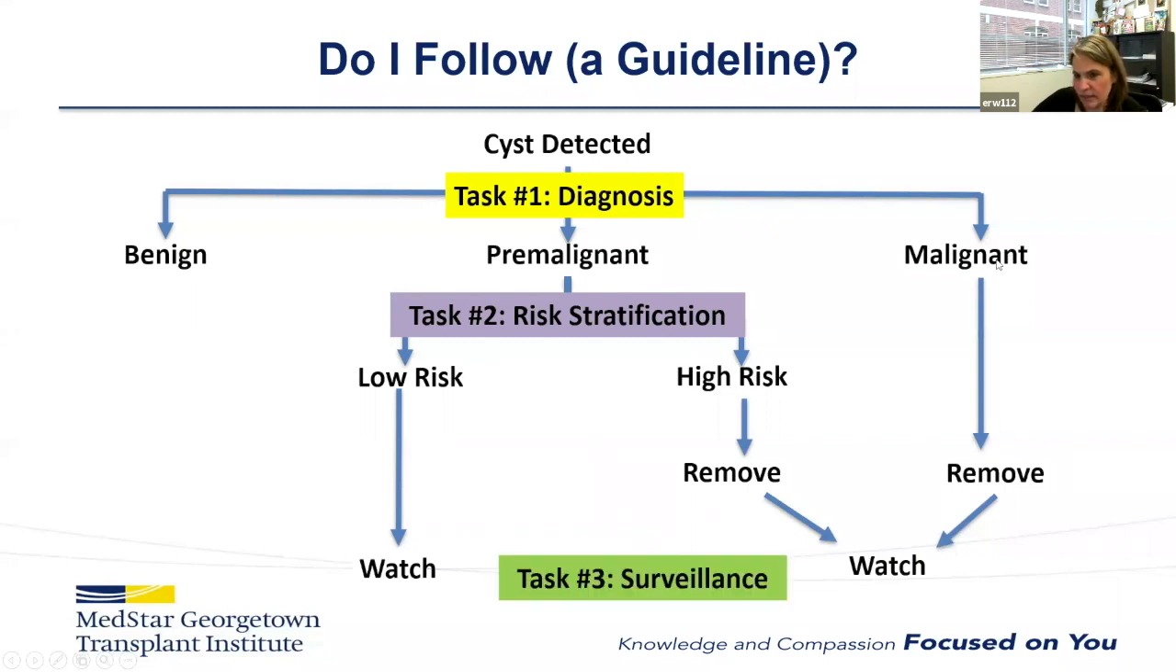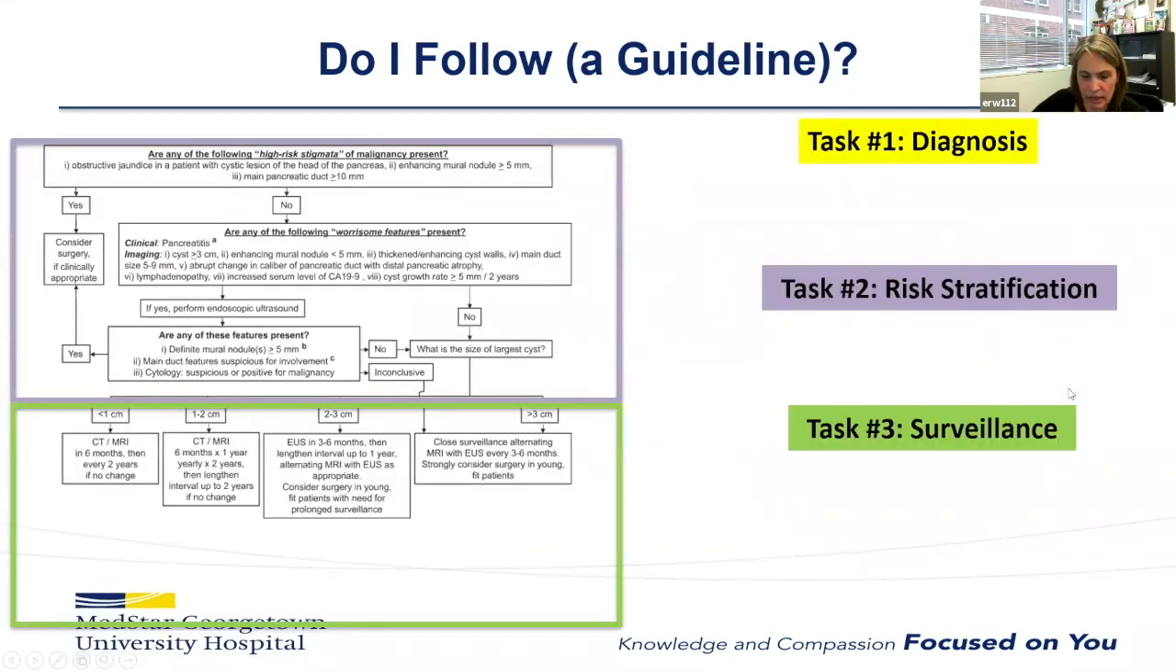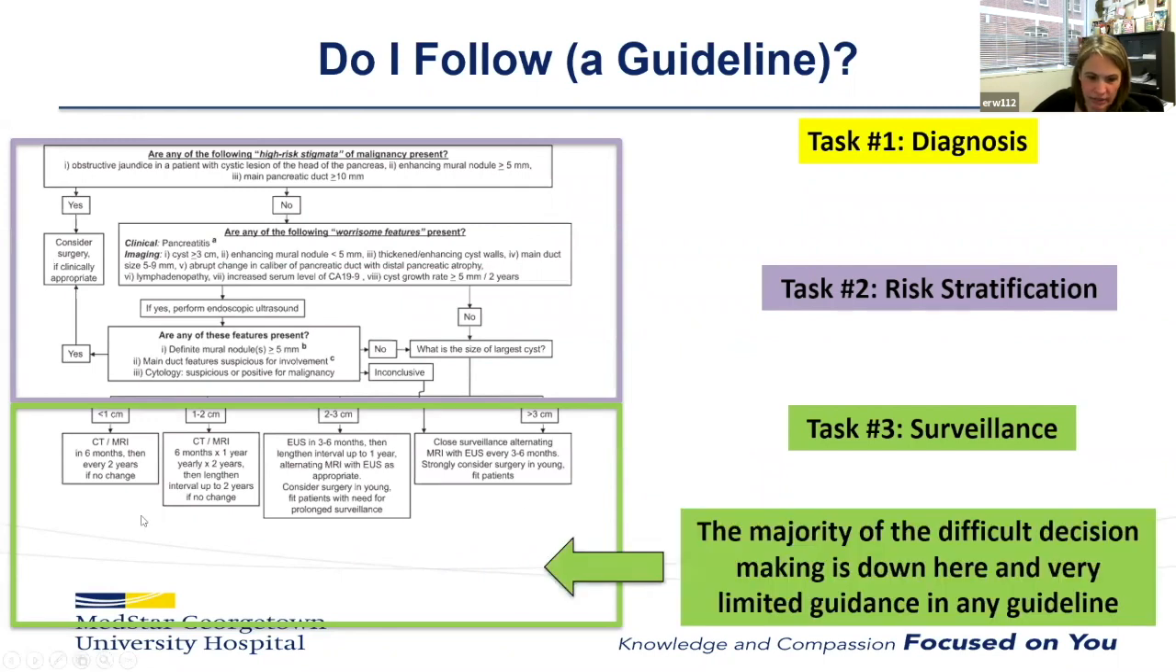These are easy. If it's malignant, we're going to take it out. If it's benign, we're going to do nothing. The problem is in between, the low and high risk patients with pre-malignant disease. If it's high risk, we're probably going to remove and then watch the patient. So we have a surveillance part. The guidelines help us some with this, but they do very little on either end of this. And this is where I think it's really important to think about. So the majority of the difficult decision making is way down here, and the guidance from any guideline in this situation is quite limited, other than the one number about growth.